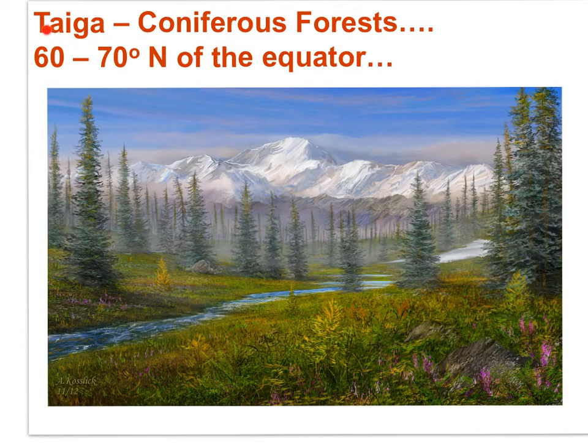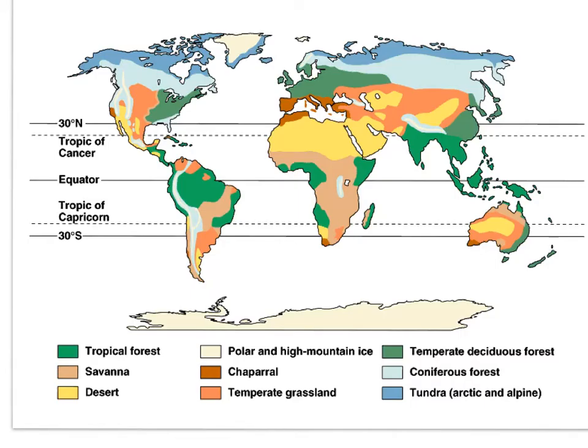The taiga biome is also known as the coniferous forest biome. The taiga biome is located 60 to 70 degrees north of the equator, just south of the north polar tundra. The taiga biome is found here, 60 to 70 degrees north of the equator. Due to the relatively small amount of land mass at this latitude south, we tend not to speak of the taiga south of the equator.